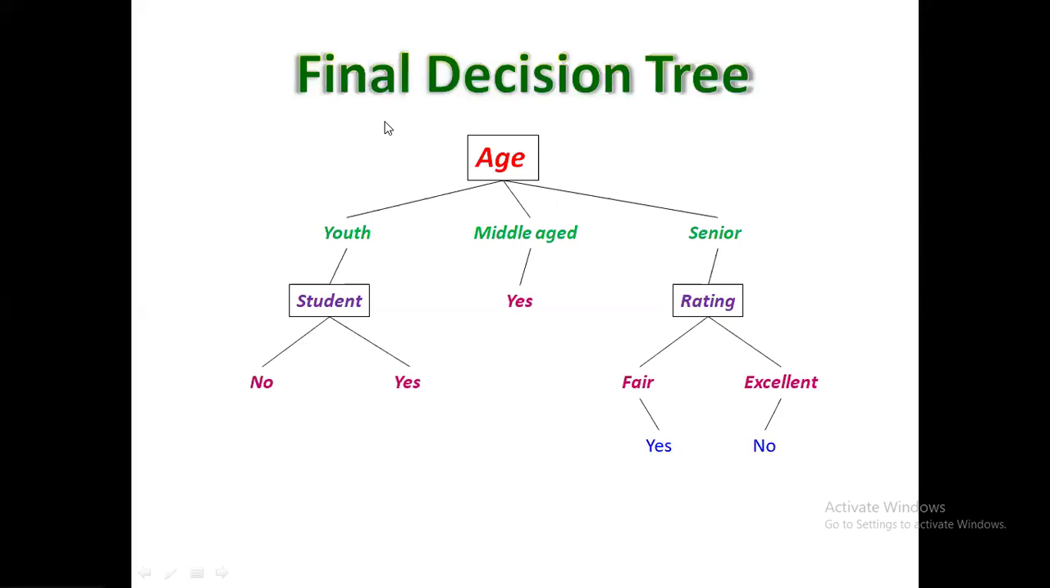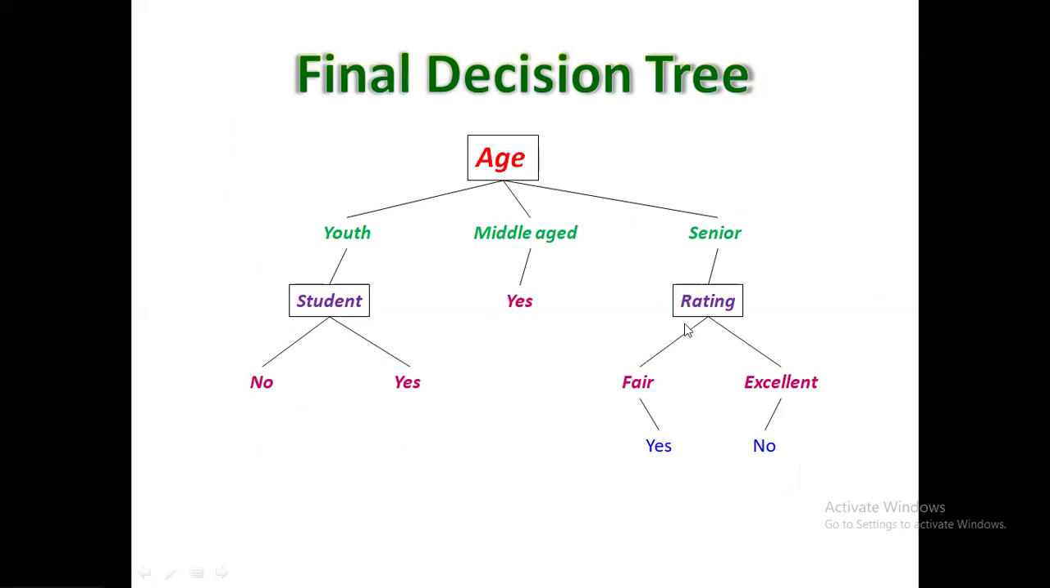So this is the final decision tree. The final decision tree begins by branching on the age attribute. From this starting point, we follow different paths depending on whether the age is youth, middle-aged, or senior. If the person is youth, the next node checks whether they are a student, yes, or not a student, no. A student means they buy a computer. If not, it predicts no.